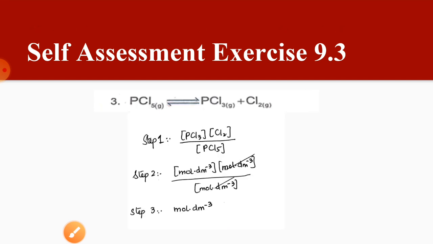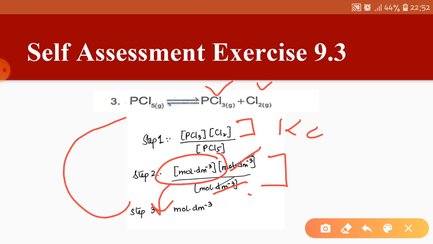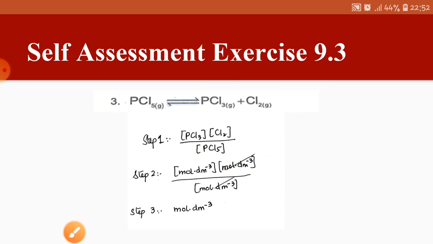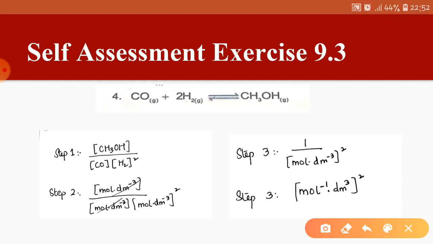The same is the case for the next example, in which PCl5 is decomposed into PCl3 and Cl2. In the first step we write the equilibrium constant expression, then again we put the concentration units in step 2, and one concentration unit gets cancelled with another concentration unit. We are left with mole per decimeter cube. So this means that this is the equilibrium constant unit for this reaction.